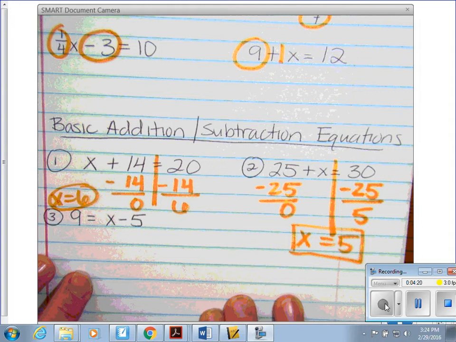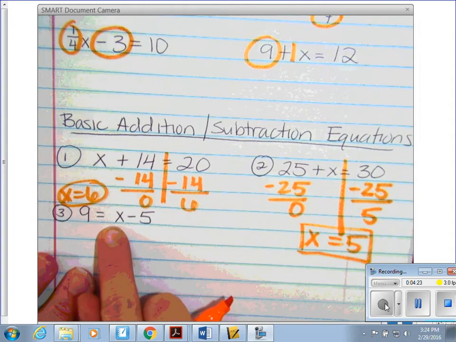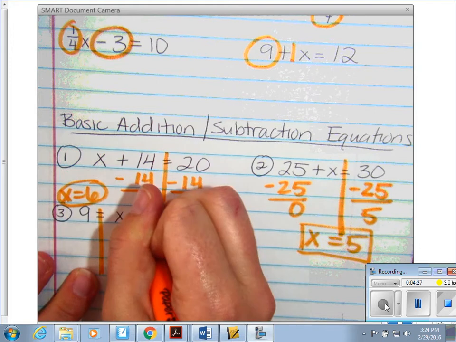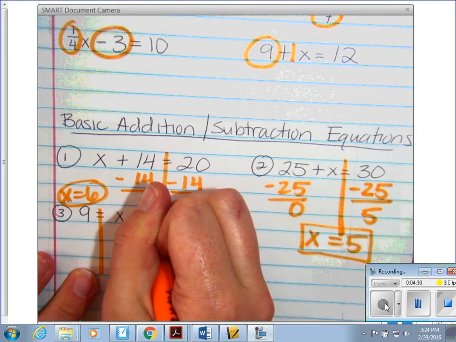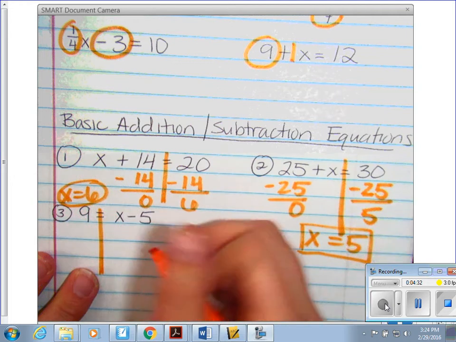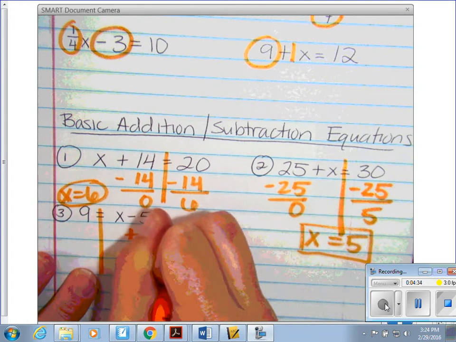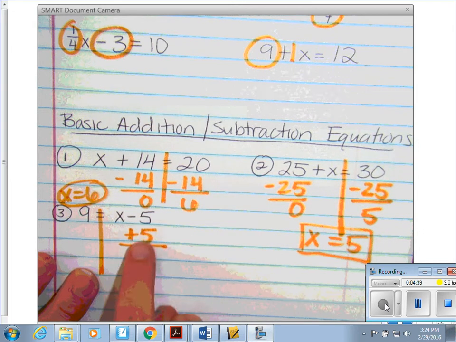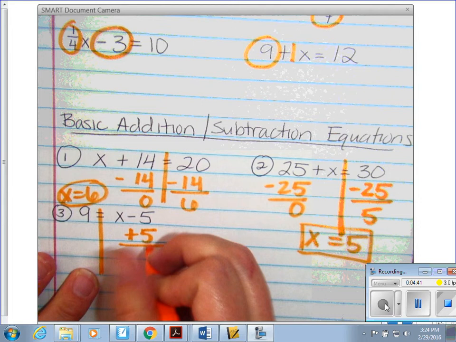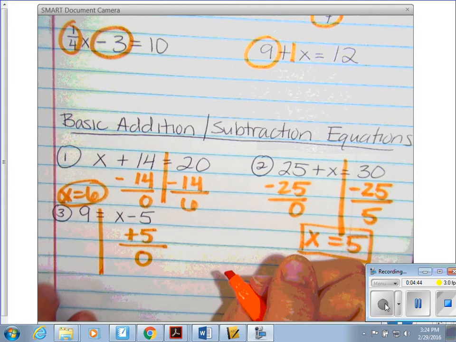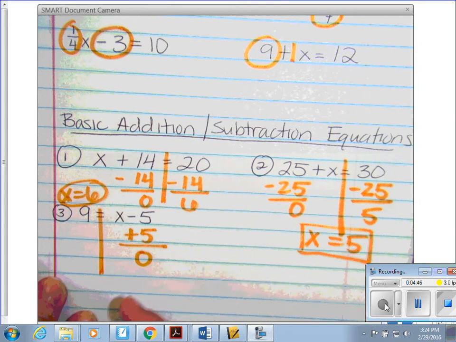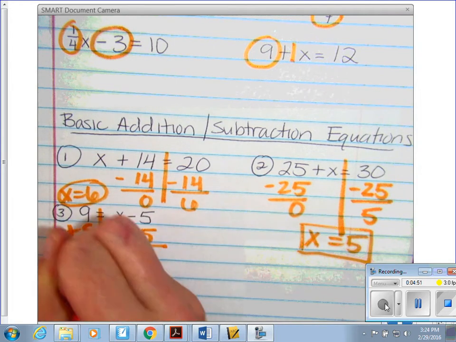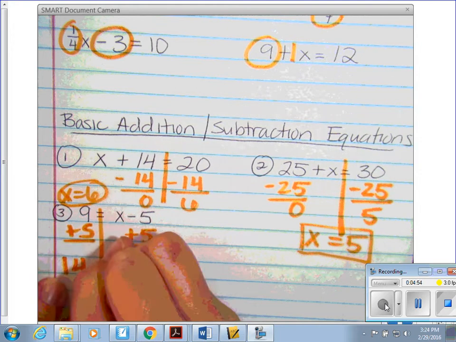Okay. And let's look at this one last example of a basic equation. I have x minus 5. So how do I get rid of minus 5? Well, I need to do the opposite. I need to add 5. Think about owing someone $5 and then getting those $5. Well, now I have no money because I gave that person the money that I owed. If I add 5 to this side, we need to add 5 to this side, and we get 14. x equals 14.